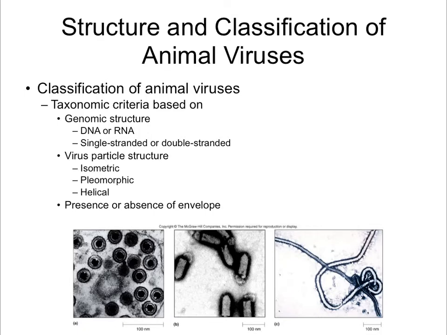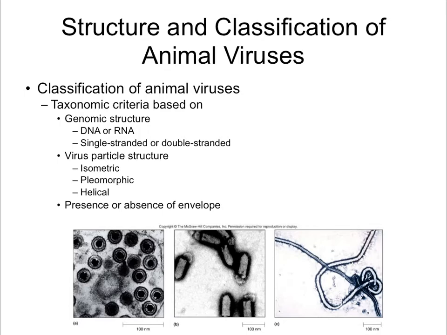You can also classify viruses based off of their particle structure. Basically, what shape is their capsid? And there's a bunch of different shapes. I'm going to show you a bunch of them on the next slide. By the presence or absence of the envelope. And if you'll recall, an envelope is a lipid membrane that surrounds some viruses, but not all. And viruses can also be classified by the presence or absence of spikes.